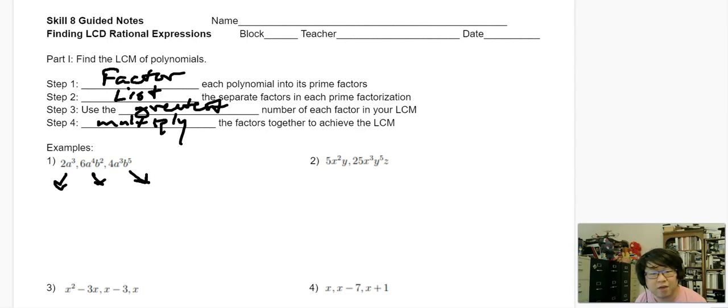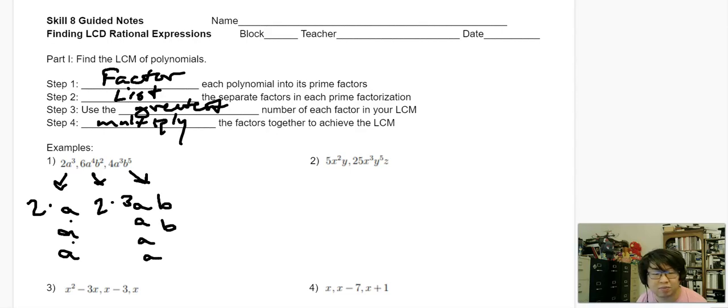If I were to write out 2a cubed as a list of factors, I have 2, that's my number, and then I have 3 a's, so I have 3 a's in my first term. This is all multiplied together, just in case you were wondering. In the second one, I've got 6. Well, 6 isn't prime, so let's split that up. This is 2 times 3, pretty easy, simple factorization. And then I have 4 a's this time, as well as 2 b's to tack on to my list.